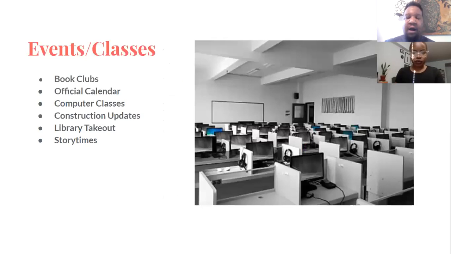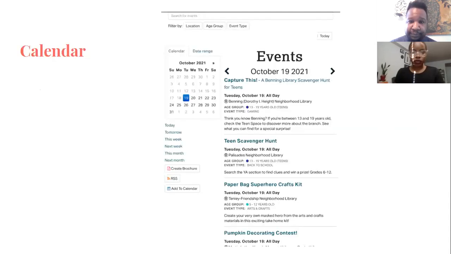So back on the homepage, we saw that drop-down menu under locations. We saw events and classes, and they have so much beneficial information. Book clubs, the programming calendar, computer classes, again, updates on branches that might be closed, library takeout, which is us bringing the library resources like checkout and things like that to you. And if you have younger kids, story time.